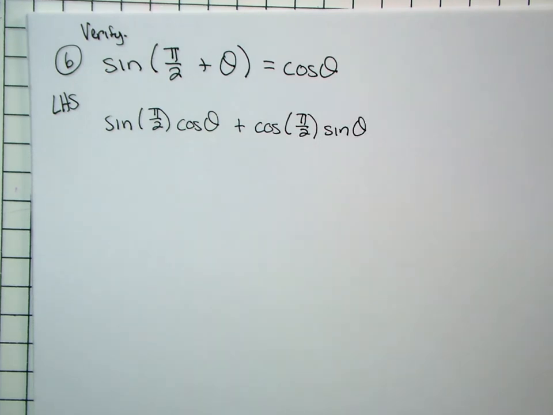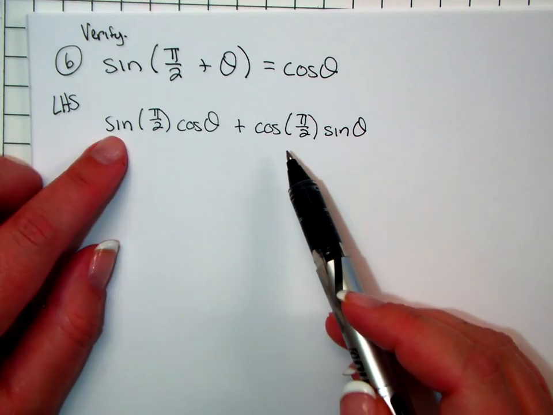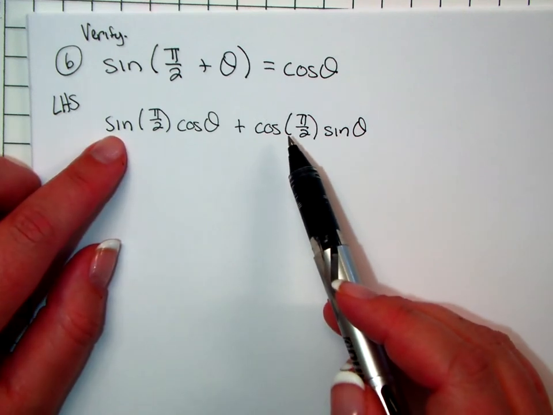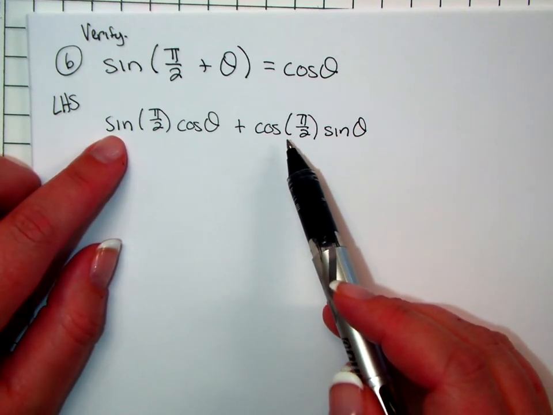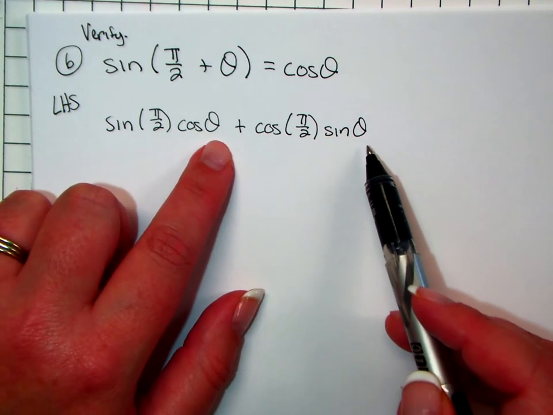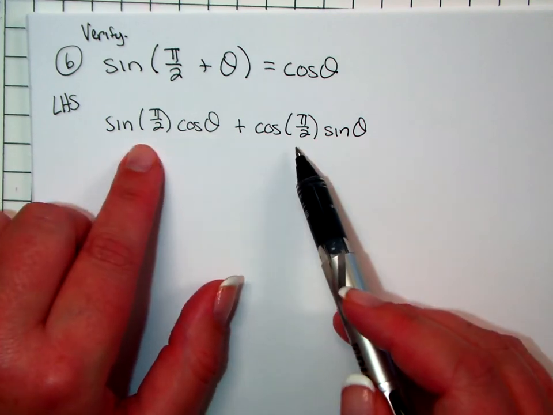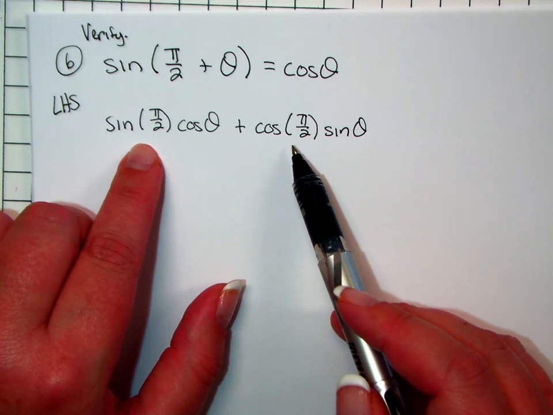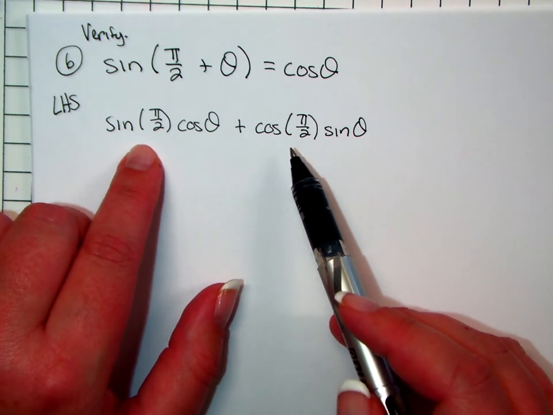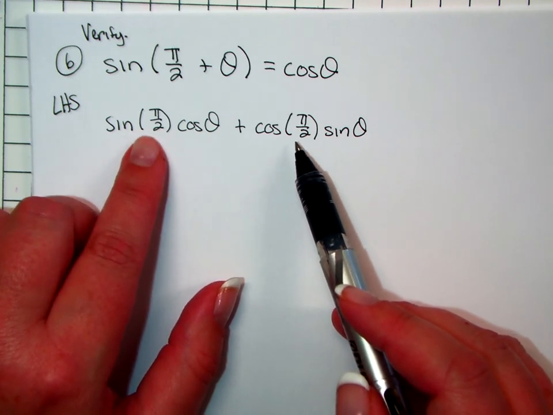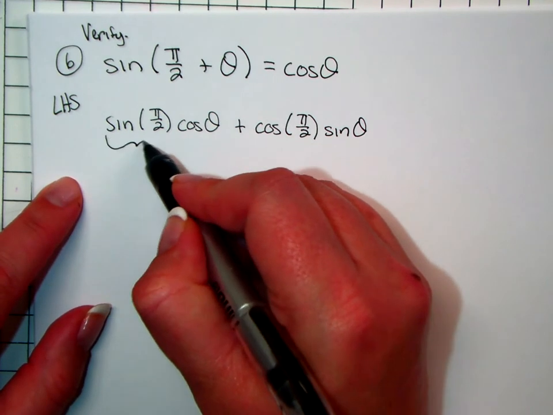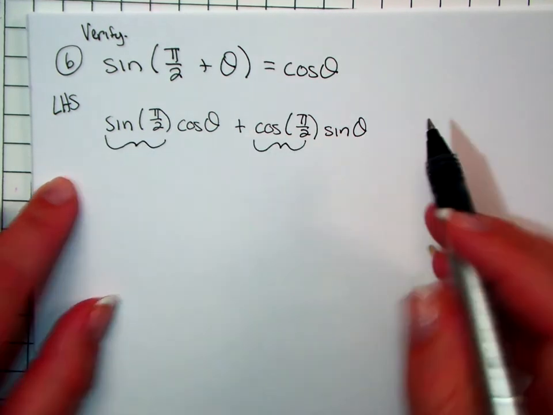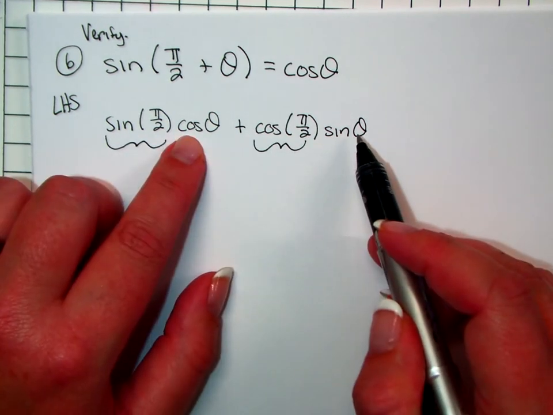Now, unlike the other ones, this expression here really only has two trig values that we can evaluate, because we don't know what theta is. Theta is a variable. But we know exactly where pi over 2 is, and we know what sine and cosine of pi over 2 are. So we're going to evaluate these two only. We're going to leave cosine theta and sine theta alone.